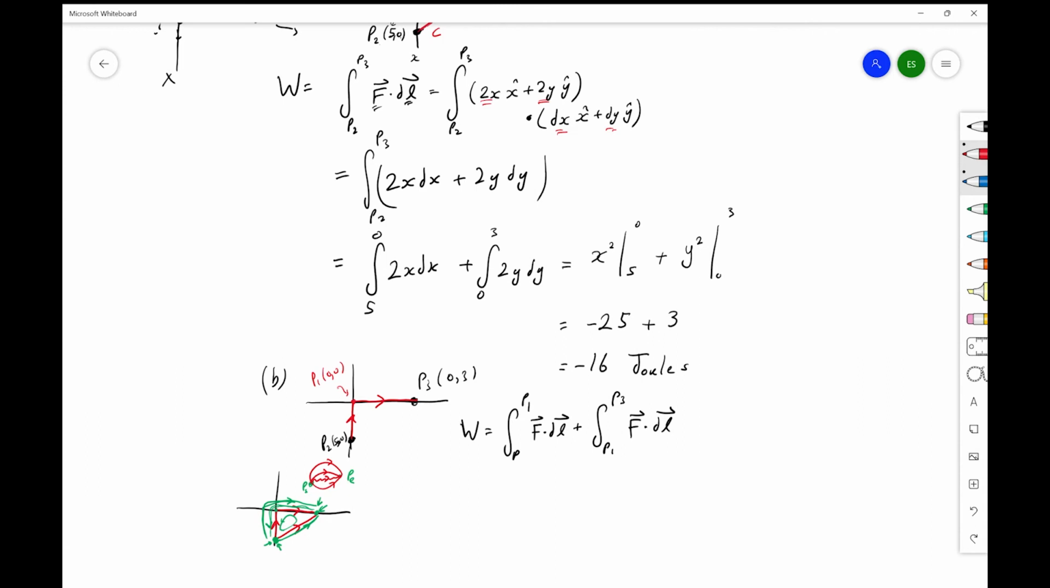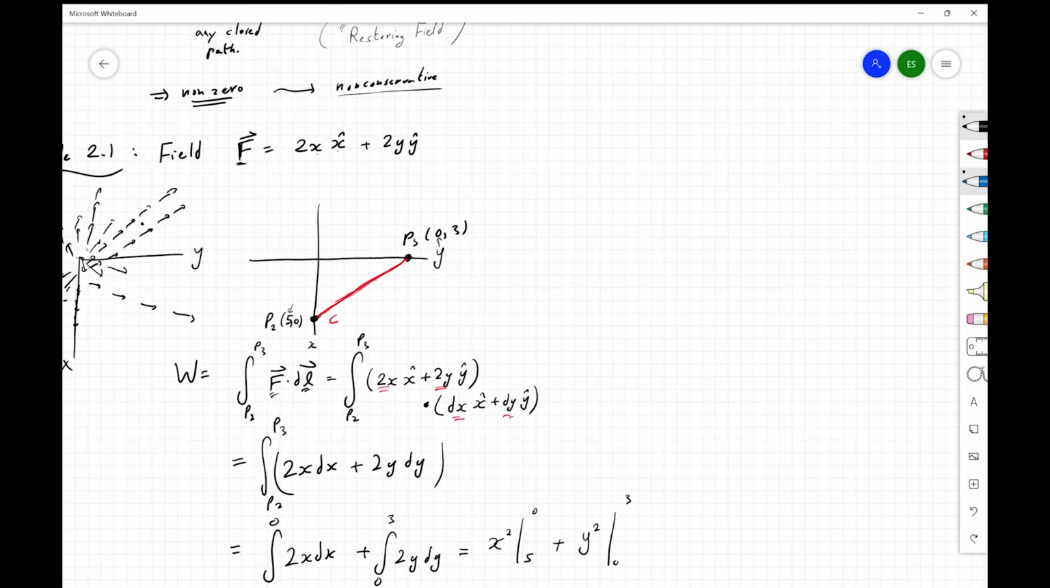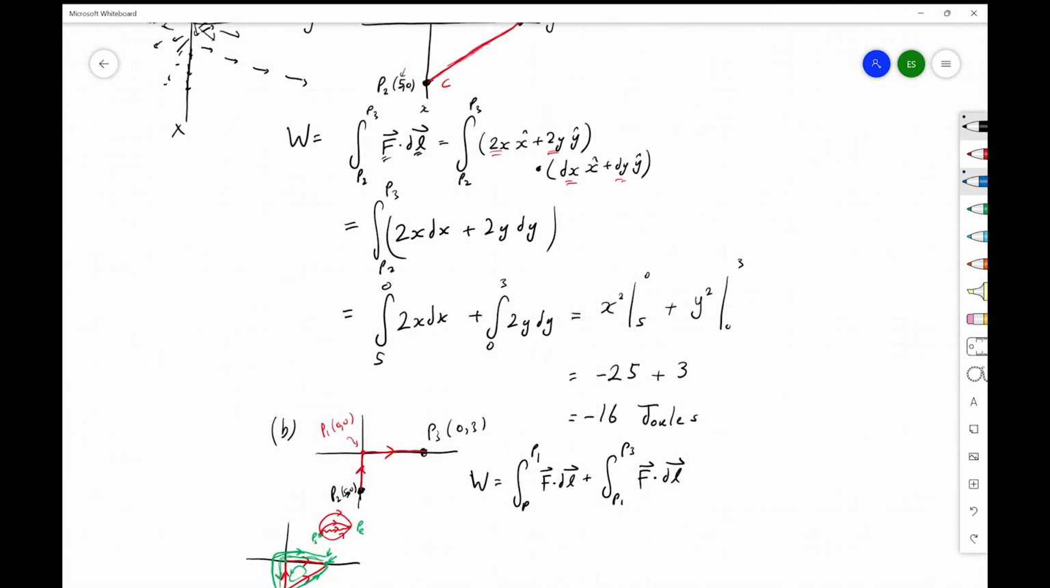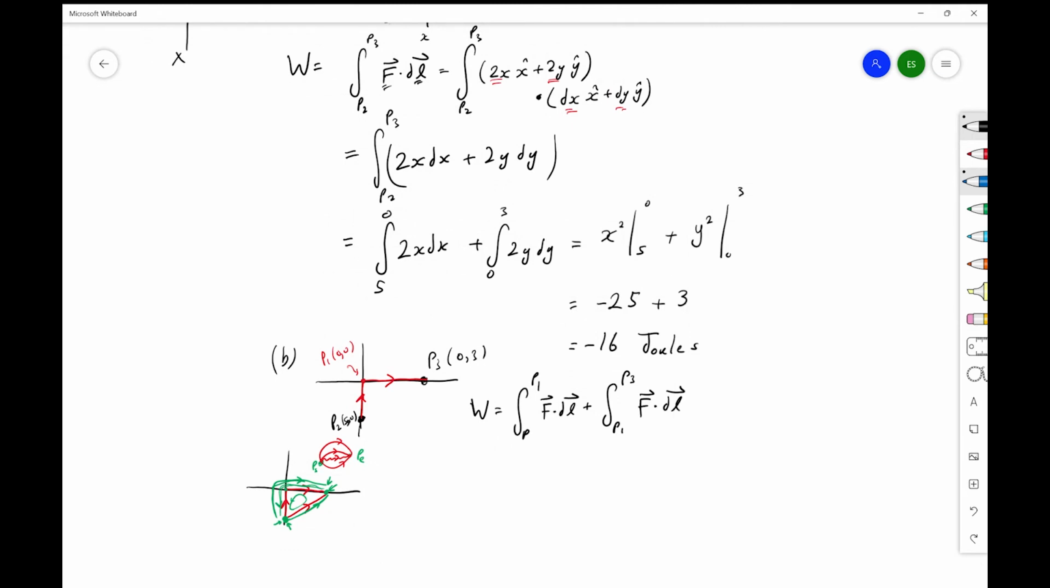So if the force is conservative, we might guess, hey, maybe this integral will give us the same result. We will get minus 16 joules. It's not a necessary condition. If you integrate along two paths and you get the same result, that does not mean that this force field is for sure conservative. You might have been lucky and selected two paths that by luck gave you the same result.